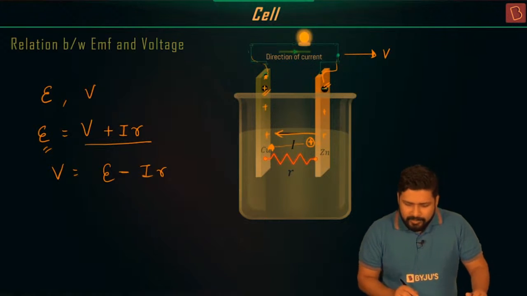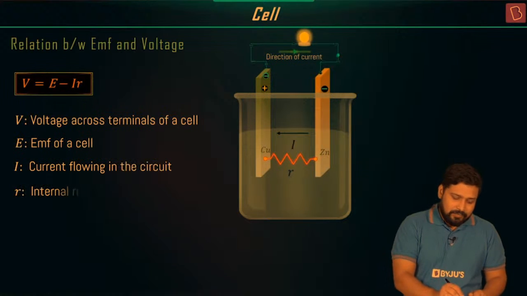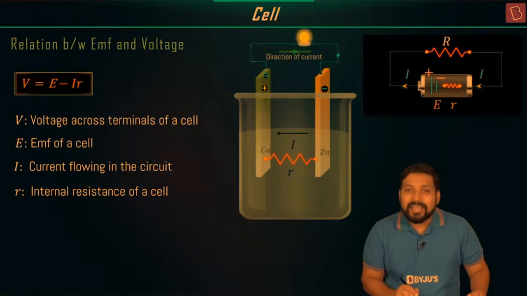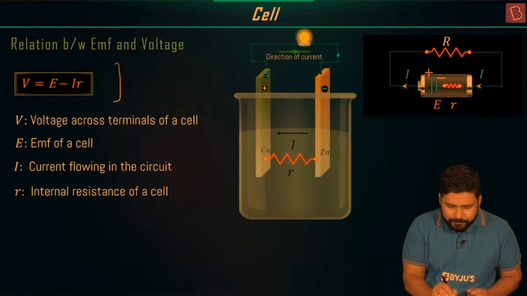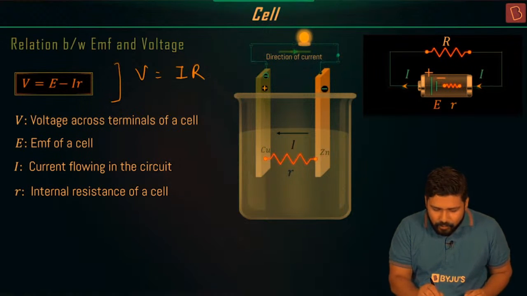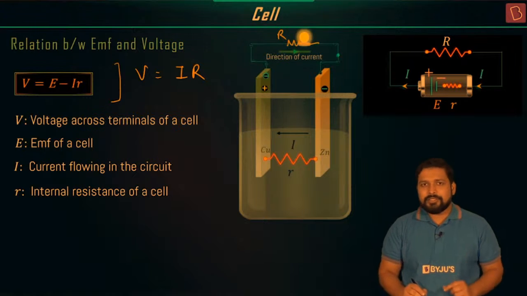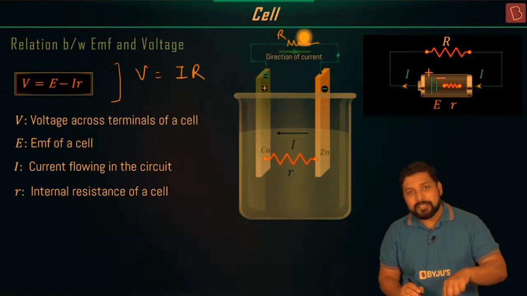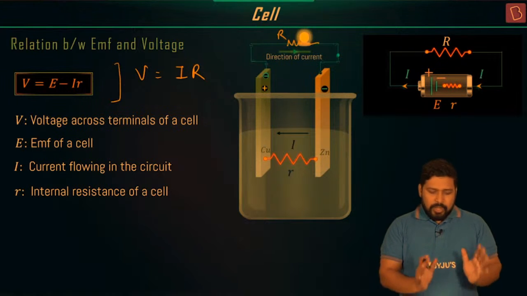Anyways, once we have understood this, we need to star mark one very simple formula, and that is V is equal to E minus IR. What will be the value of V? Of course, V will be equal to I into capital R, because this is external to the circuit. I am assuming the entire resistance over here is equal to capital R. Capital R is the external resistance, and small r is the internal resistance.